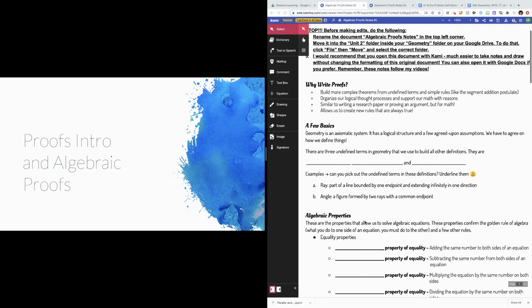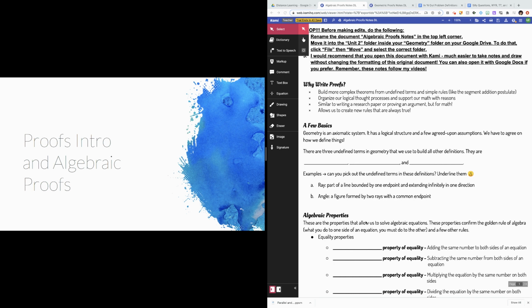In this video, I'm just going to go over notes and some properties. In the next one, I'll do some practice proofs for you. As always, what's on the left side of the screen is what I would normally project for you in class, and what's on the right side of the screen is your notes. I am using Kami to take my notes, but you can open the document with Google Docs, or you can definitely do your notes by hand. It's completely up to you.